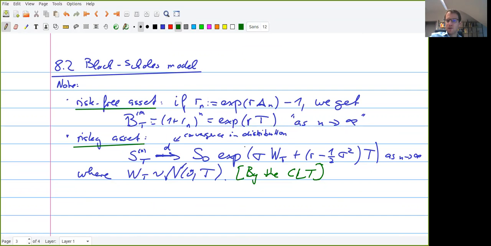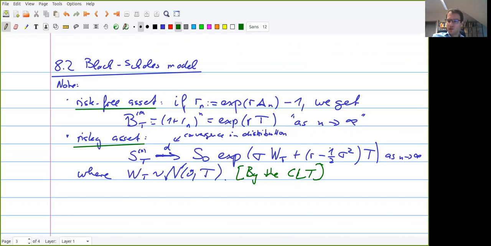So if I take the log of both sides, I know this goes to some normal distribution, and the normal distribution is actually given here by sigma times the random variable, which is normally distributed with mean 0 and variance t. And then I need to move the mean to the right point. And the right point is actually the interest rate minus 1/2 sigma square multiplied with the terminal time.